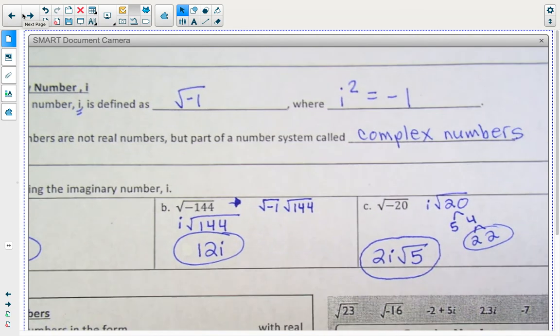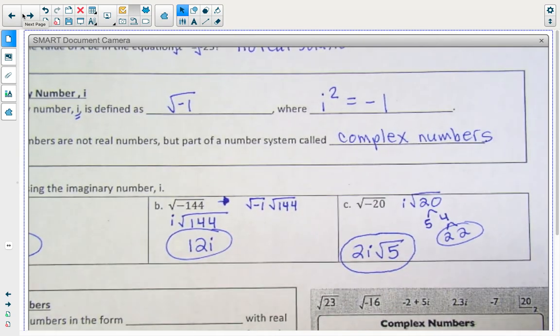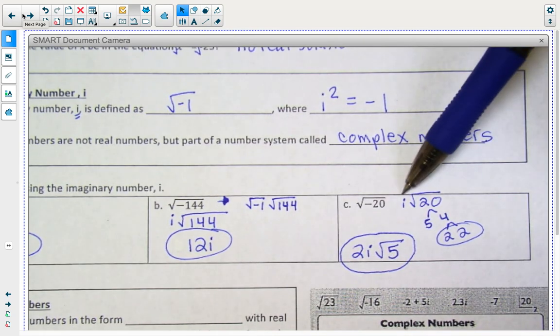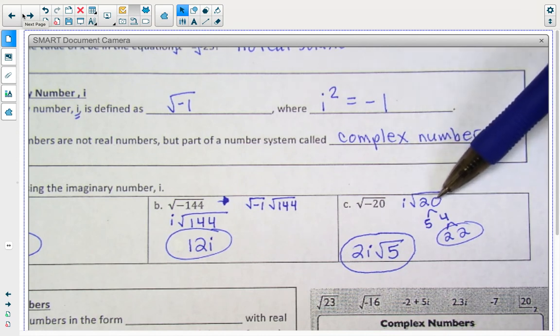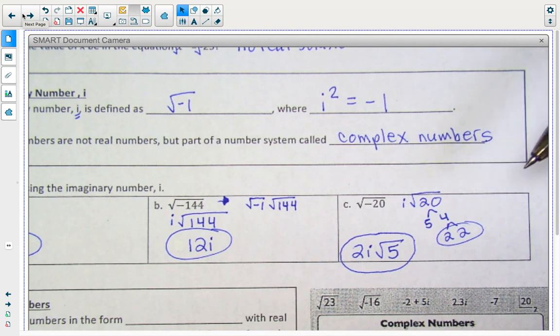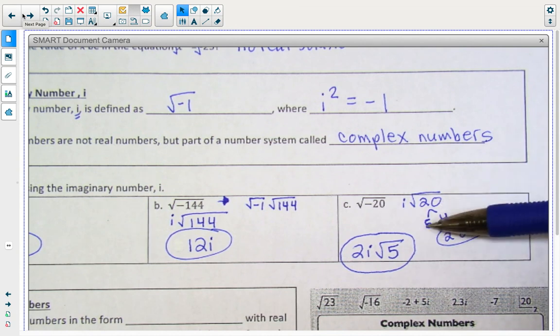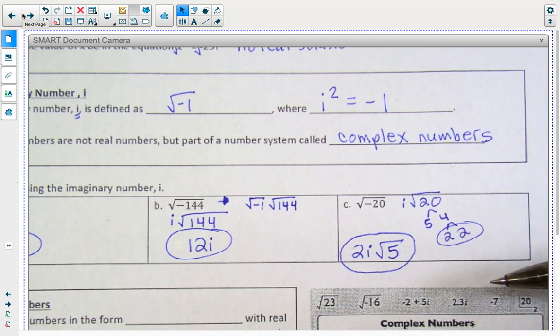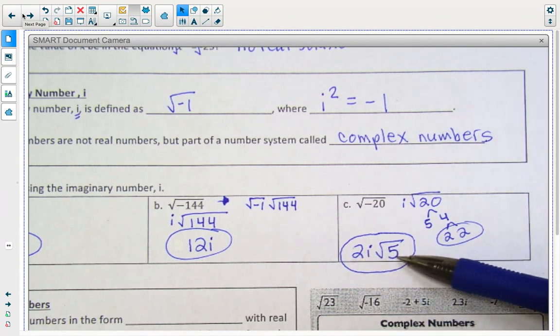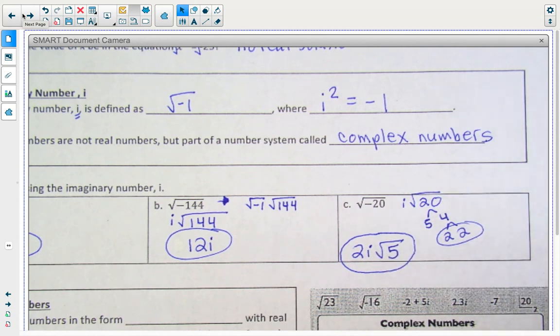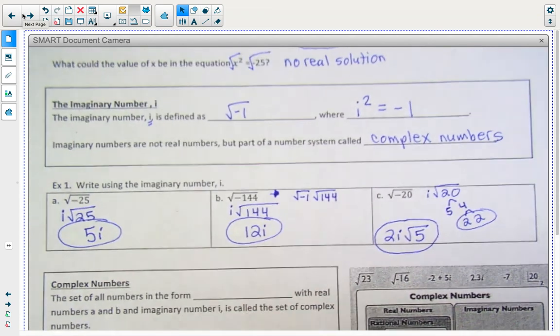The last one, we had to do a little bit more work. I pulled out the i part of the problem. That represents the square root of negative 1, but 20 can be factored. The other two problems we did, 144 and 25, they were perfect square numbers, so I didn't have to worry about factoring, but I needed to break 20 down. So 20 is 5 and 4, and then 2 and 2. Pairs go on the outside, everything else goes on the inside. So 2 square roots of 5 represents the square root of 20, and then i is my coefficient in the front. So when you're simplifying your square roots, pull out i.